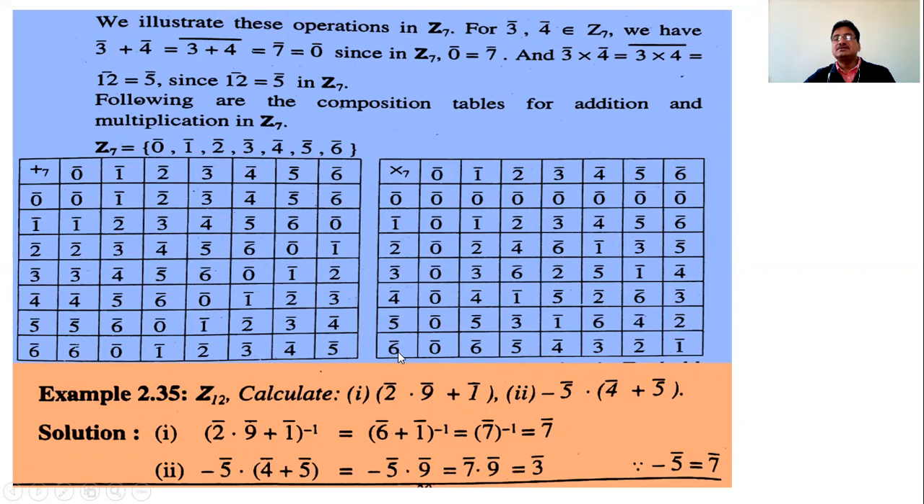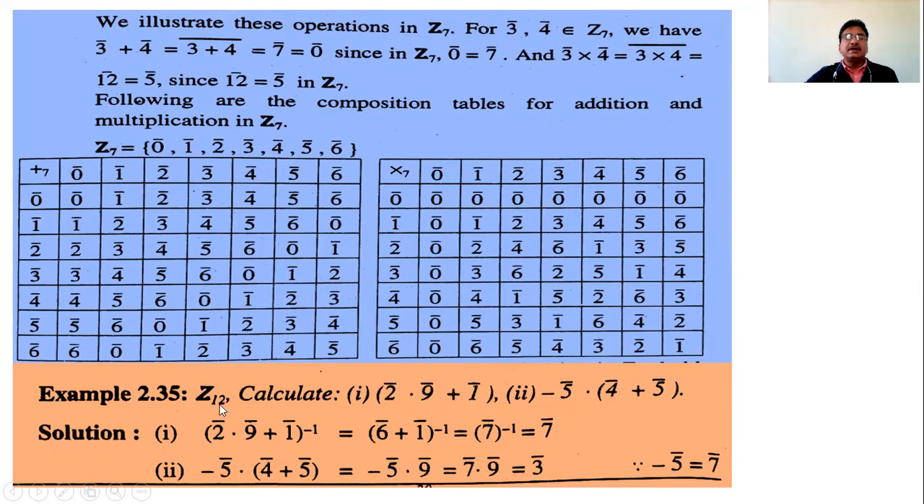Similarly, all the entries, 6 into 4 bar is 24 bar, and 24 means 3 bar. That is, if you divide 24 by 7, then 3 is the remainder. All the entries. 6 into 6 bar is 36 bar. If you divide 36 by 7, then 7 fives are 35. That is, 1 is the remainder. So these are the tables for addition and multiplication in Z7. Similarly, draw the table for Z6, Z5, Z9, Z11, Z12.